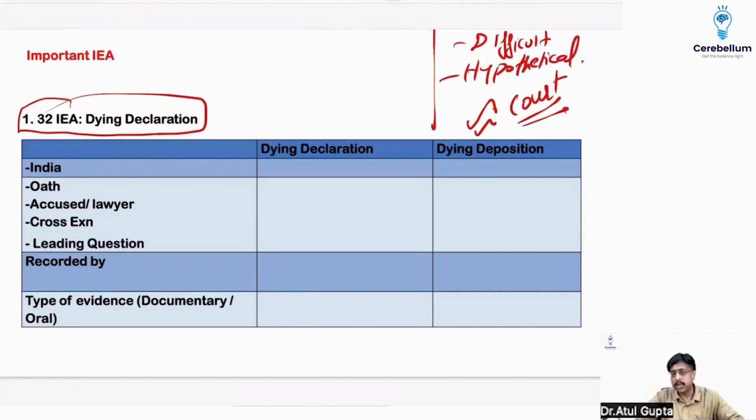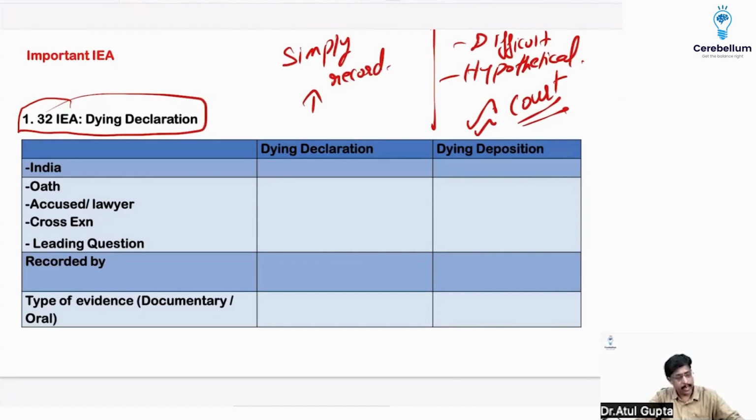In dying declaration, we don't do anything. We simply record the statement. Whereas in dying deposition, it's a very difficult thing where we create a court-like atmosphere. A person is dying, and you create a court-like atmosphere. It's a very difficult thing.